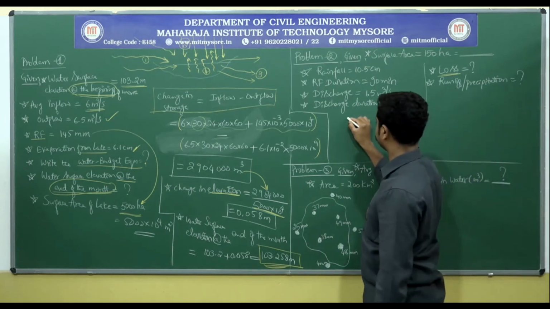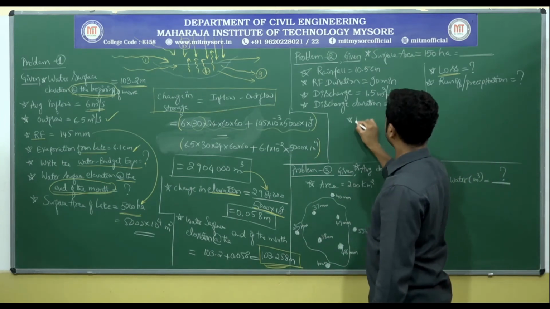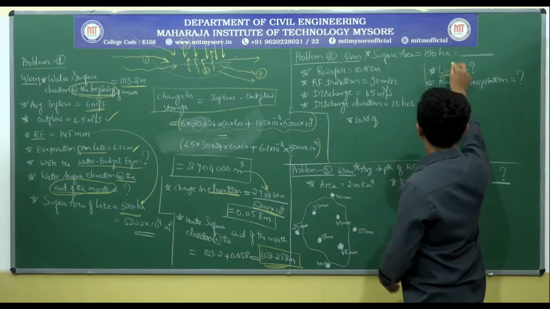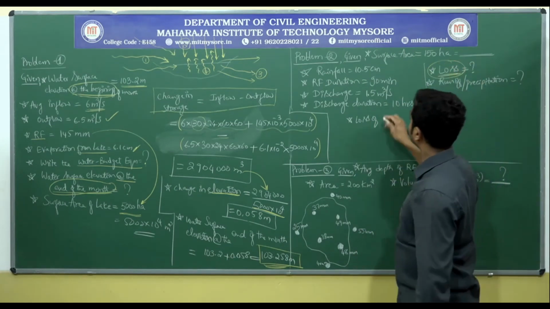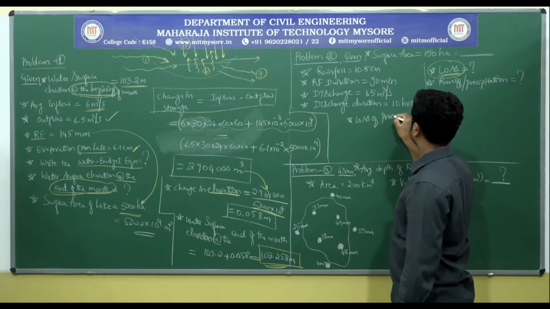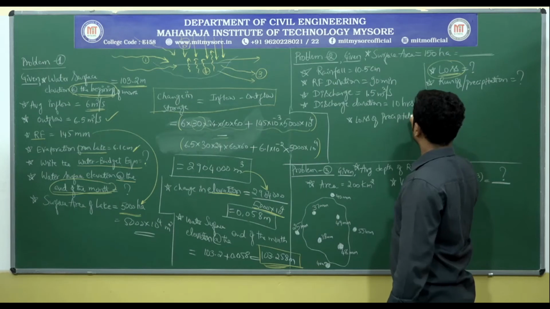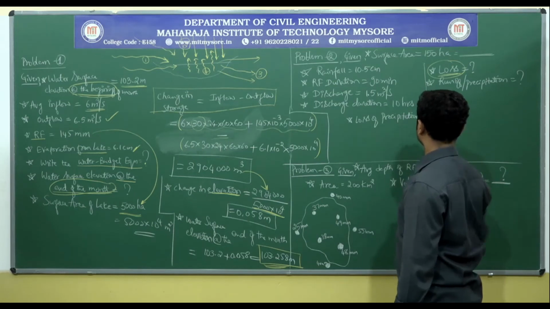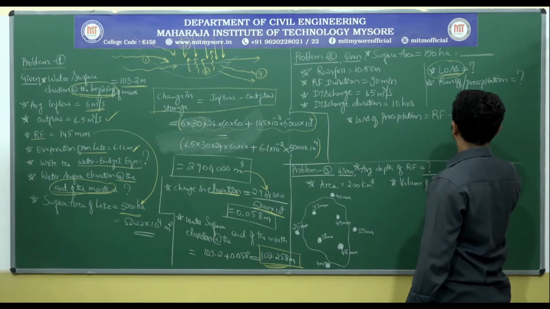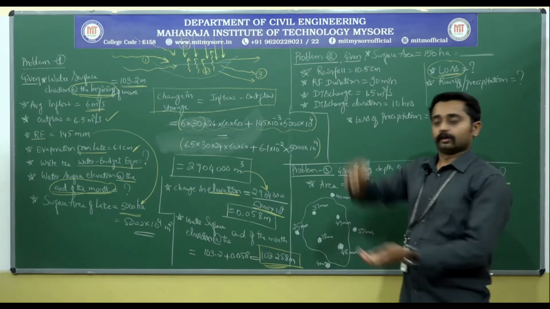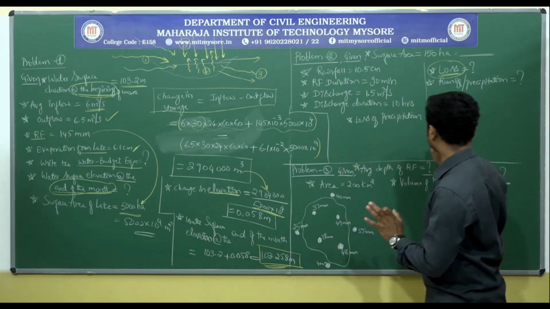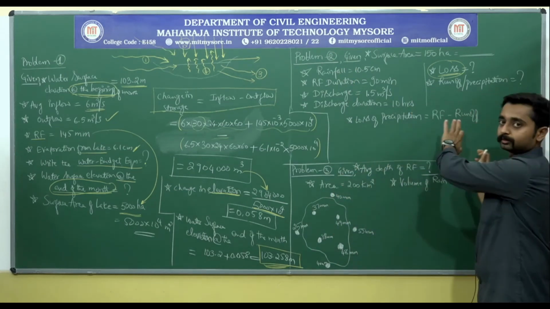Here the first step is to calculate the loss. Loss means loss of precipitation, which is equal to rainfall minus runoff. Whatever rain came, minus the runoff, what remains is what we get. So that is the loss of precipitation.